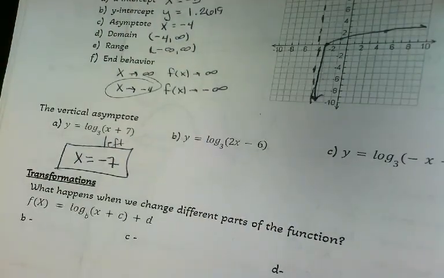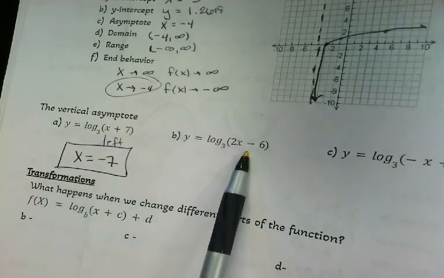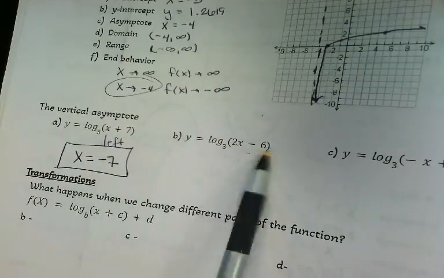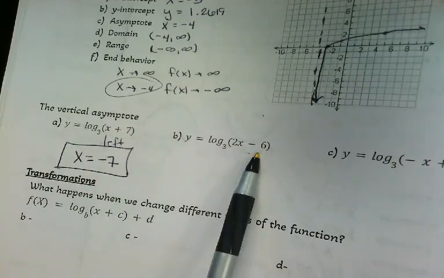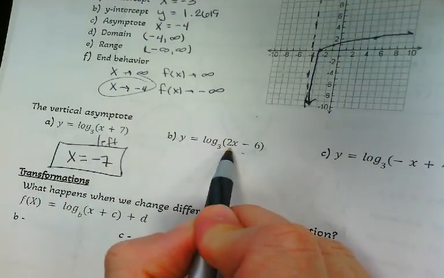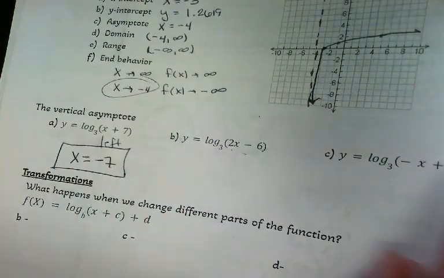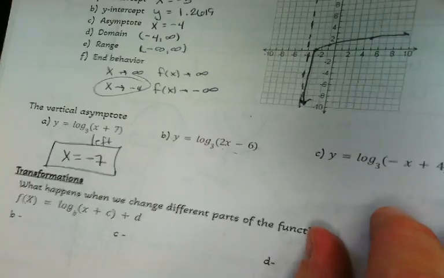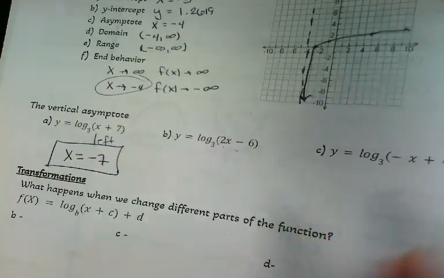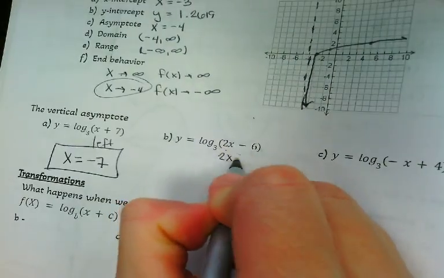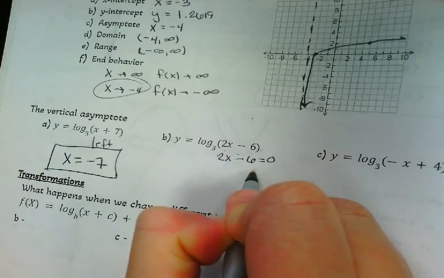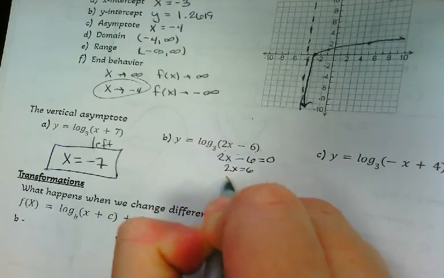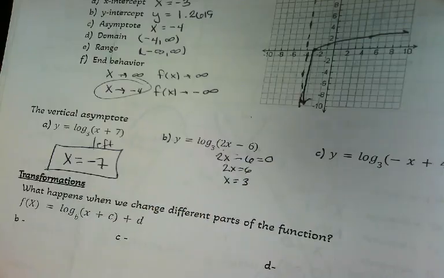All right, now be careful with the next one. Where would my asymptote on this one be? Why 3? I checked my calculator. You checked your calculator. All right, we use the calculator. Rohan? Yeah, so you just basically want to set this equal to 0. So 2x equals 6, x equals 3.